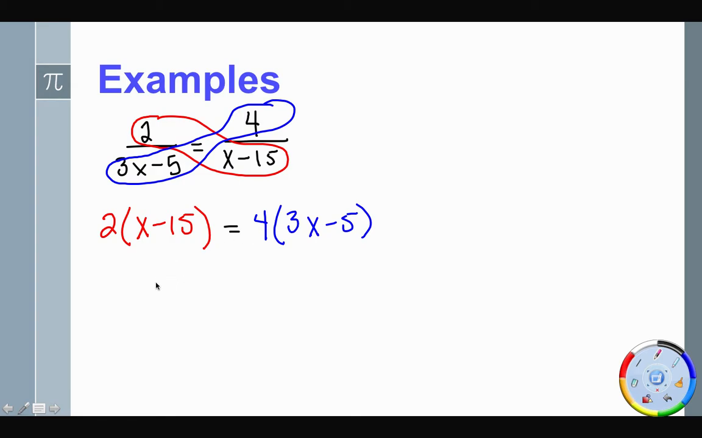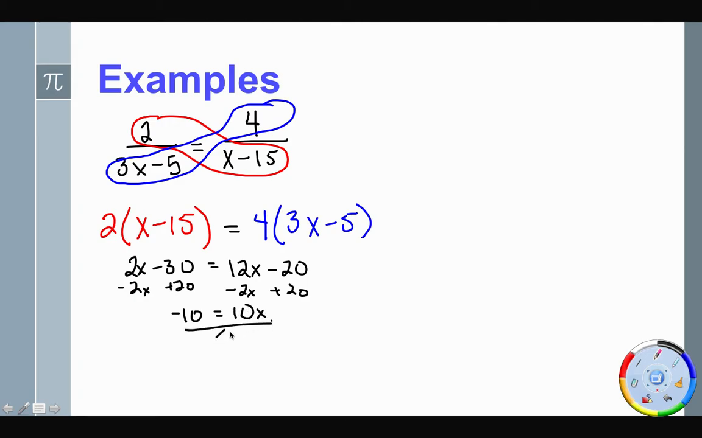And then this is a very simple solve. We're going to distribute the 2, so we get 2x minus 30. We distribute the 4, and we get 12x minus 20. Then we get our x's on one side and the numbers on the other side. So here I get negative 30 plus 20 is negative 10, equals 12 minus 2, which is 10x. Divide by 10, x equals negative 1.